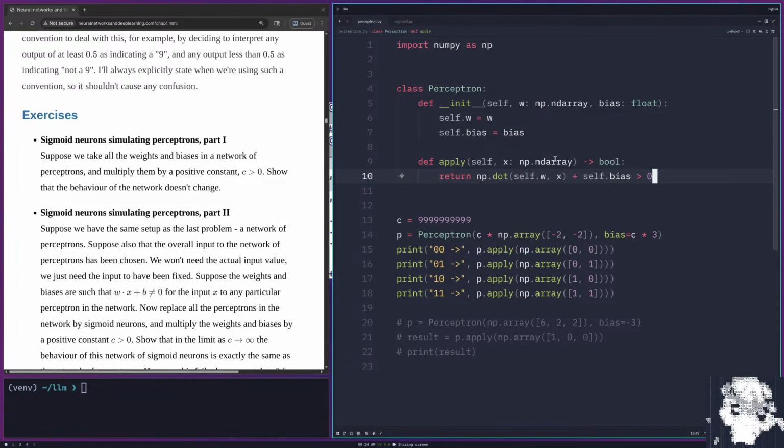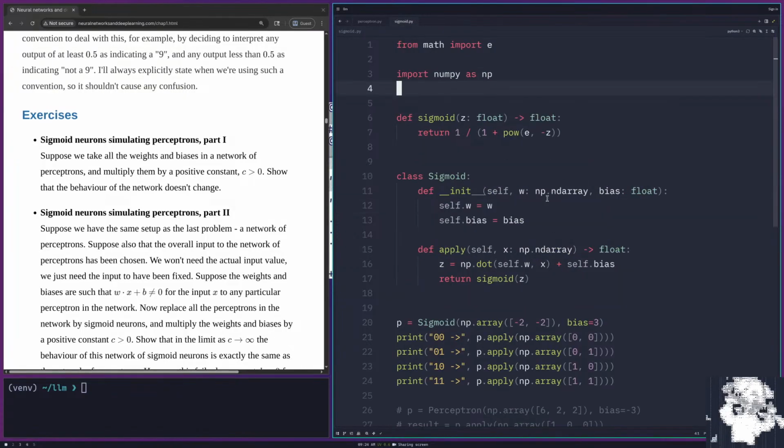We saw that you can do any computation out of perceptrons because you can simulate NAND gates. That's what this was. Then we started talking about sigmoids. Sigmoids are a continuous generalization of perceptrons. So instead of just checking if Z is positive or negative, we pipe it through this sigmoid function.